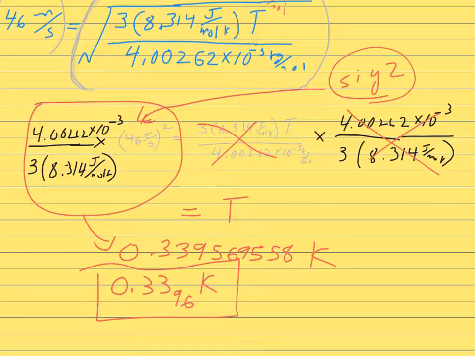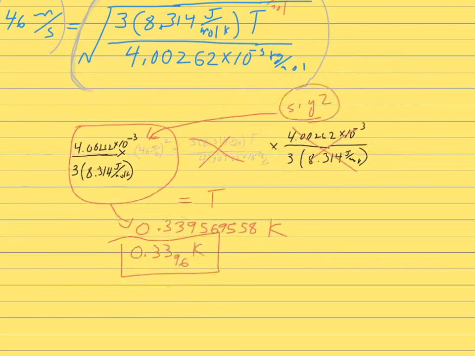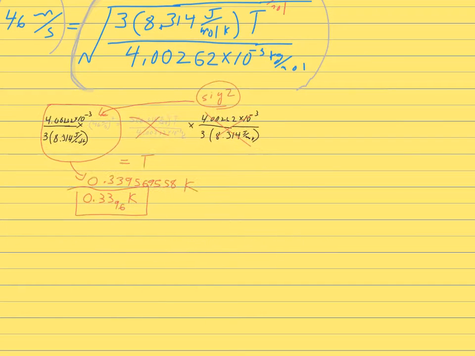Now we're going to have to convert it to Celsius, because that's what they asked us to do in the problem. That's no problem. We can do that like we're standing on our head. Remember, your temperature in Celsius equals your temperature in Kelvin minus 273.15.